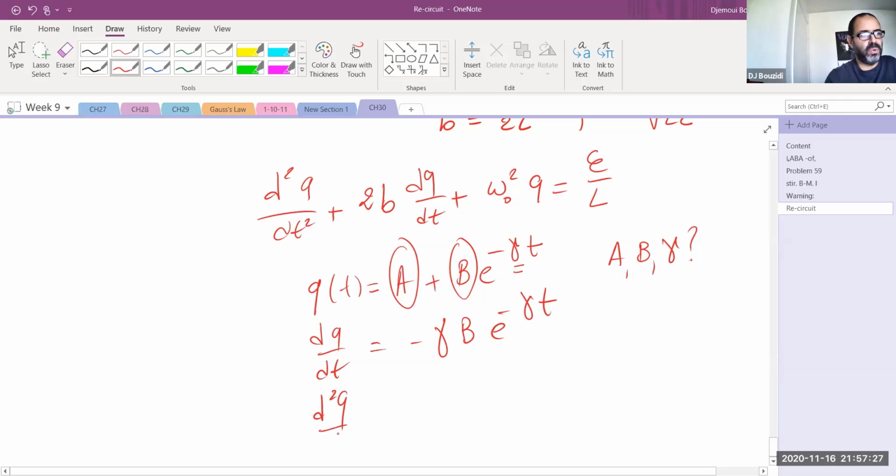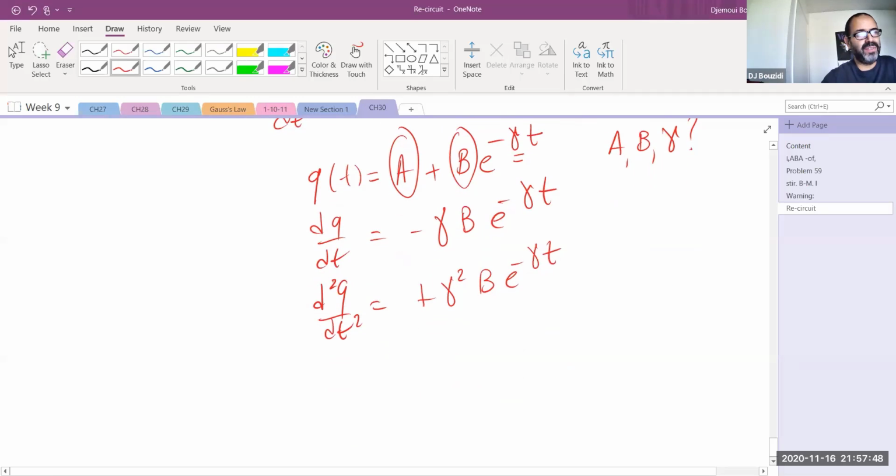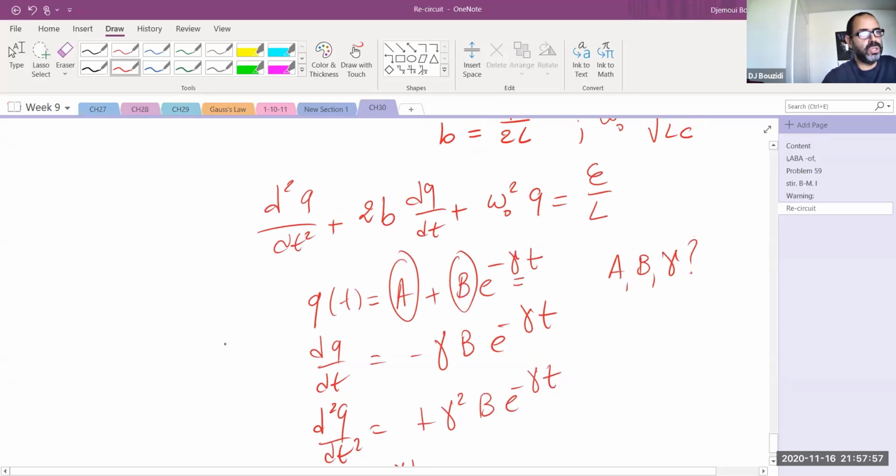The second derivative of Q with respect to time, because I need it in here too, is going to be minus times minus is going to be plus gamma squared B exponential of minus gamma t. Now we're going to sub these expressions. This one involves just the exponentials. This one will not. This one will have omega naught squared in it. So in this case the second derivative is just gamma squared times B times exponential of minus gamma t plus 2B times minus gamma B.